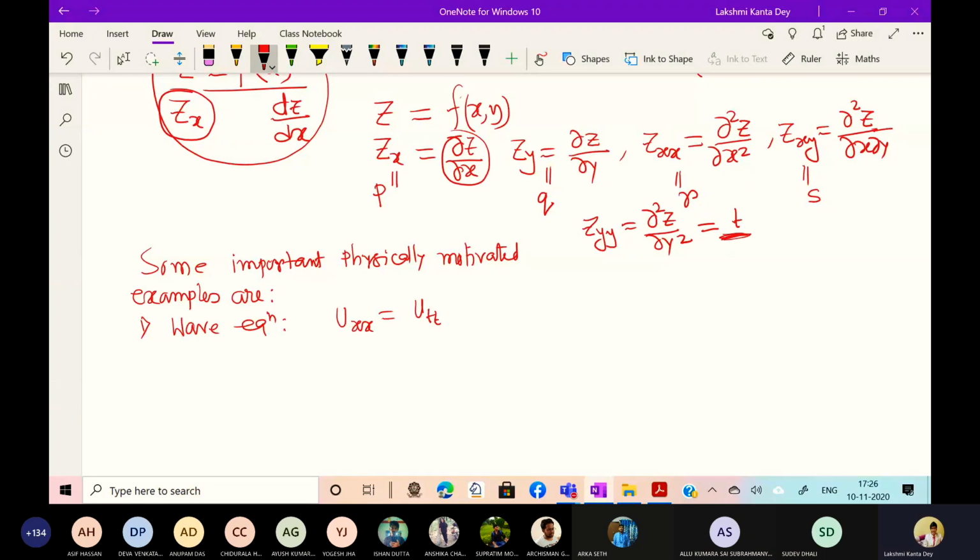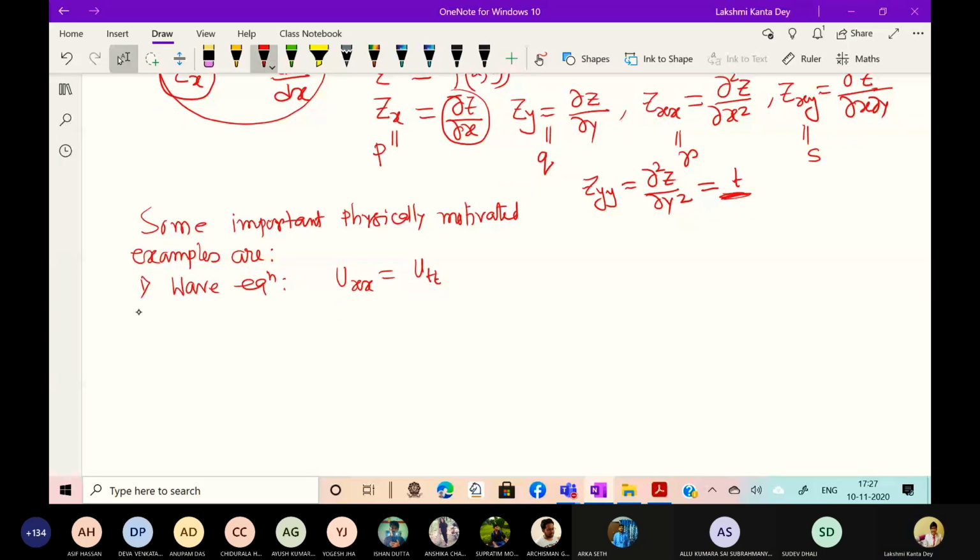I will be coming to what would be the order of the differential equation, and when a differential equation is linear homogeneous. So the wave equation is a very standard one such differential equation. Another is the heat equation. This is also second order linear homogeneous. This is u_xx is equal to u_t.